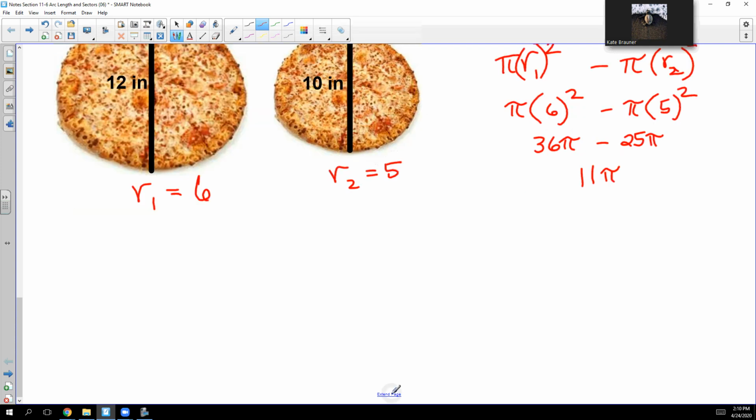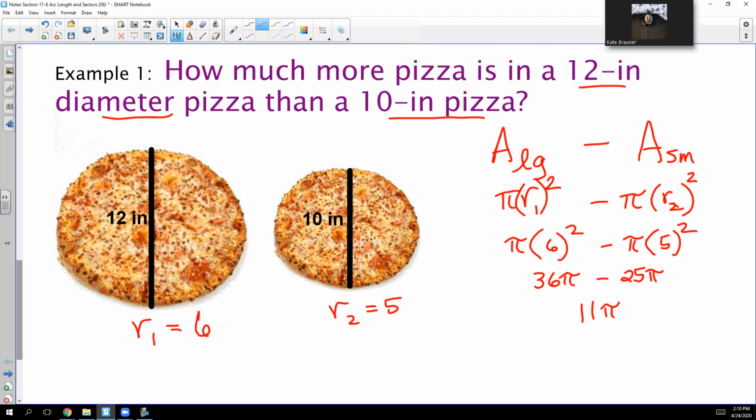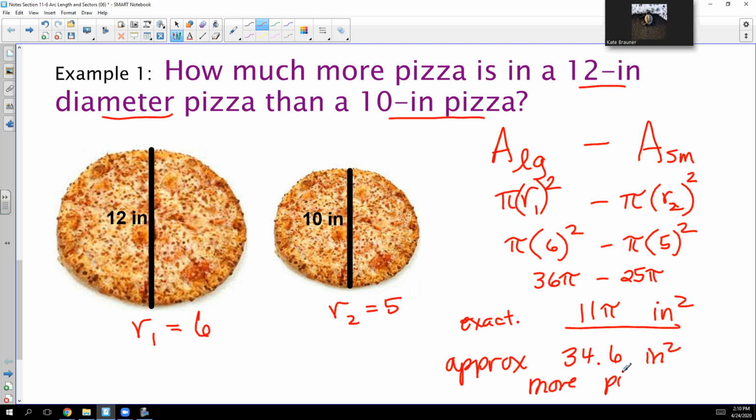Doesn't make a lot of sense in the form of this particular problem because really we don't talk about how much more pizza or quantity of pizza in terms of 11 pi square inches, right? We don't say that. That is an exact value if you had to do an exact value. It certainly makes more sense to, in this case, find an approximate value. So approximately 34.6 square inches more pizza in the 12-inch diameter. That's kind of a lot, right? Maybe. I'm sure you can handle it.